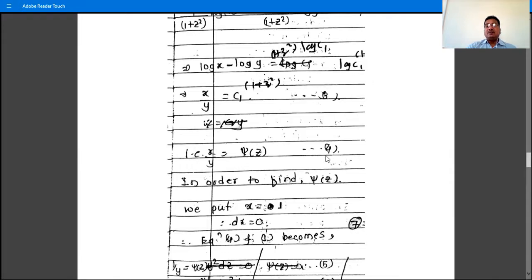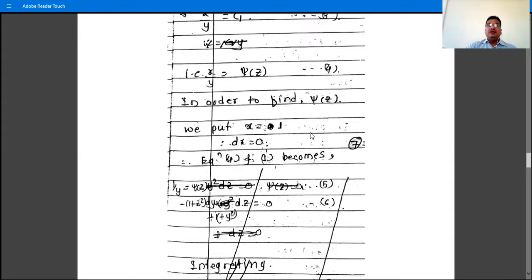It is equation number 4. So in order to find ψ(z), we put x equal to a constant, suppose α. In the general discussion we substitute x as α. But in particular examples, we substitute x equal to 0 or 1. So put x equal to 1.